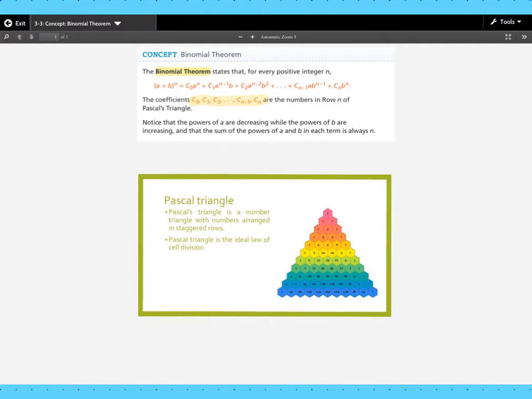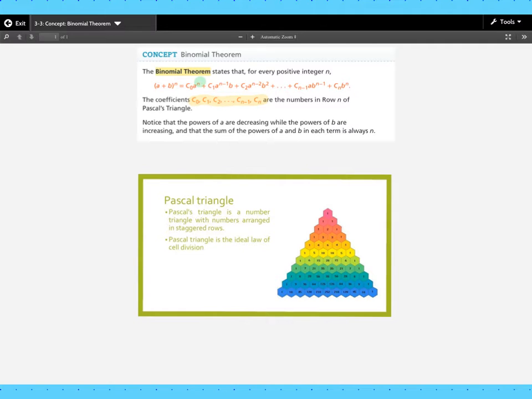If you're raising it to the 15th power or 1,000th power, you go to the 15th and 1,000th row, right? Obviously, for simple calculations, we're not going to do that high of a power, but that's how you handle the coefficients. And then for the degrees of a, it's going to go from the highest to the lowest in descending order, from n all the way to 0. A raised to the 0 is just 1.